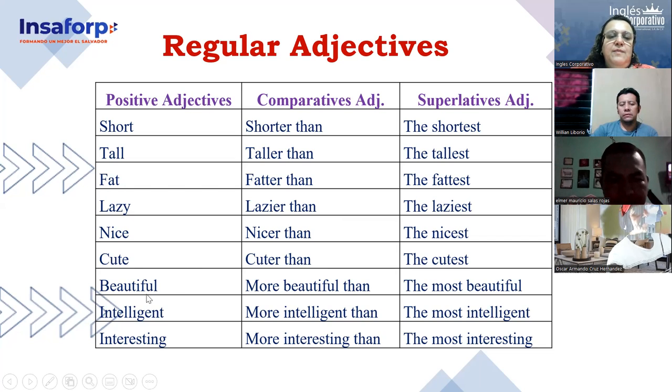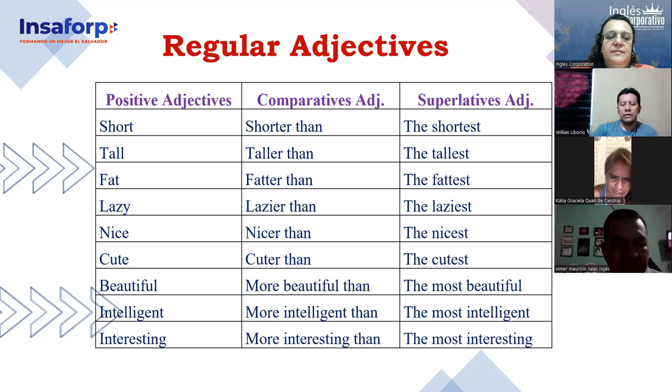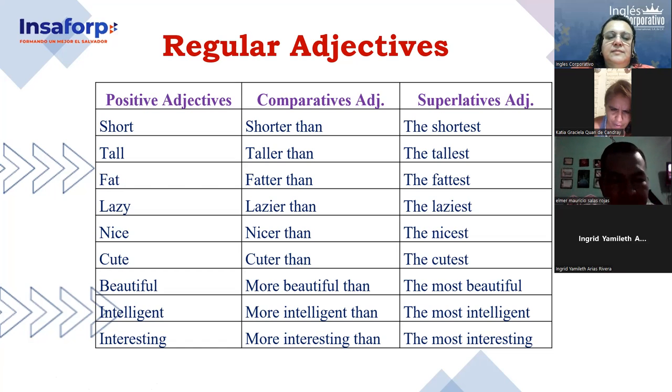Cute, cuter than, the cutest. Beautiful, more beautiful than, the most beautiful. Intelligent, more intelligent than, the most intelligent. Interesting, more interesting than, the most interesting.